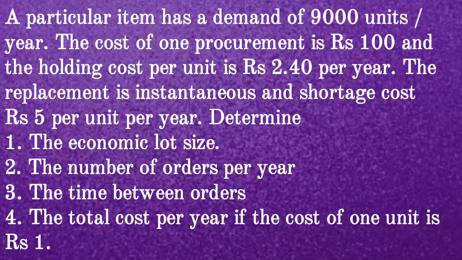Given question: a particular item has a demand of 9000 units per year. The cost of one procurement is rupees 100 and the holding cost per unit is rupees 2.40 per year. The replacement is instantaneous and the shortage cost is rupees 5 per unit per year. Determine the economic lot size, number of orders per year, time between orders, and total cost per year if the cost of one unit is rupees 1.